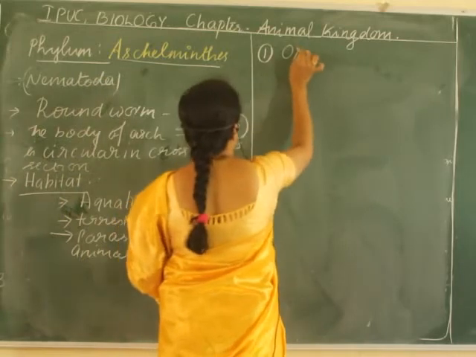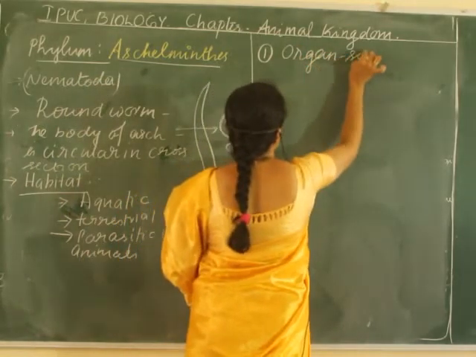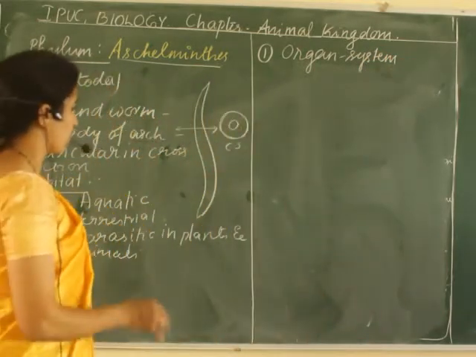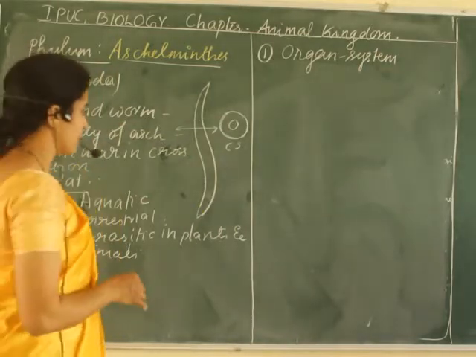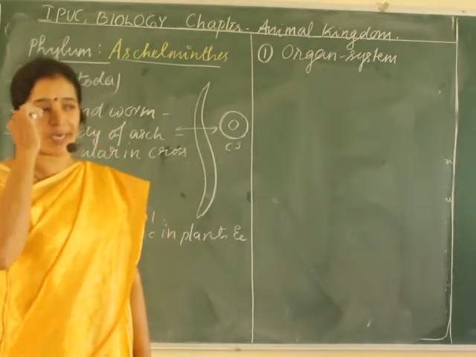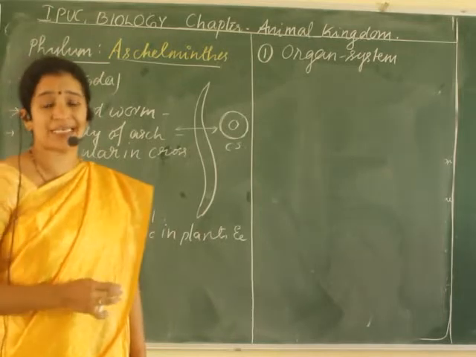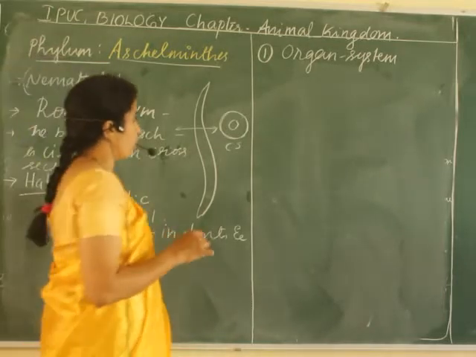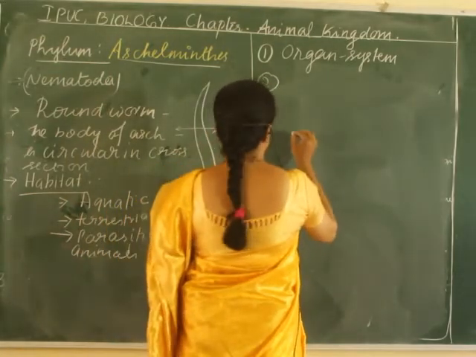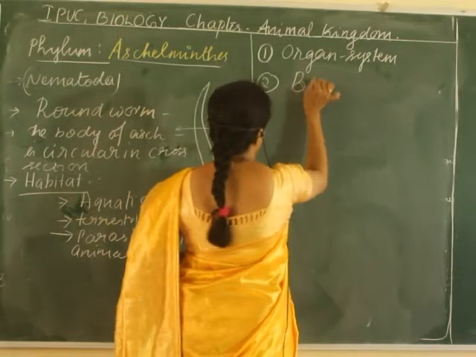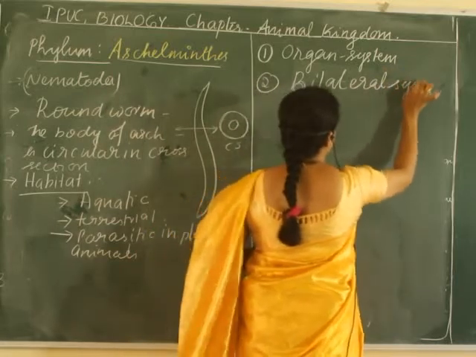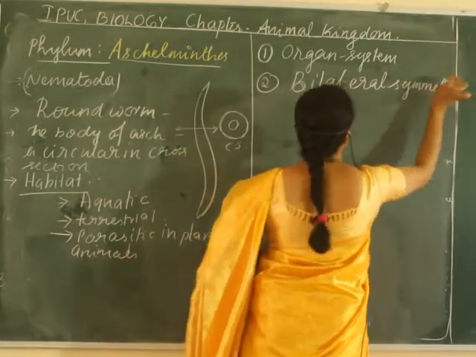This organism, Aschelminthes, is one of the worms which possess an organ system for the first time. In the previous phyla, the organ system was not present. From here onwards, the organ system is present. Then the alimentary canal is complete. So they are a little more advanced than the previous phyla. Which symmetry do they have? This is also one more advanced feature, bilateral symmetry.